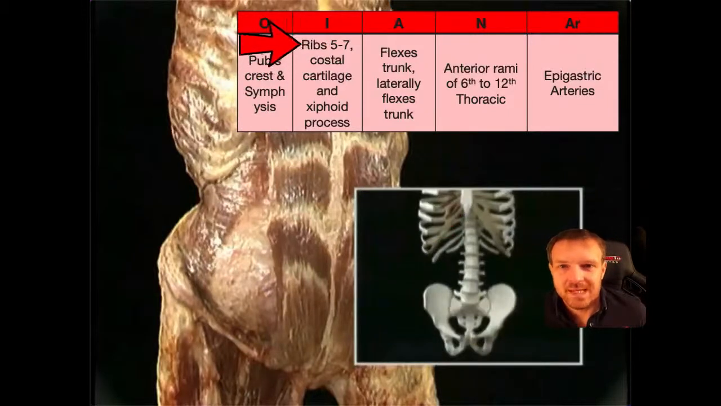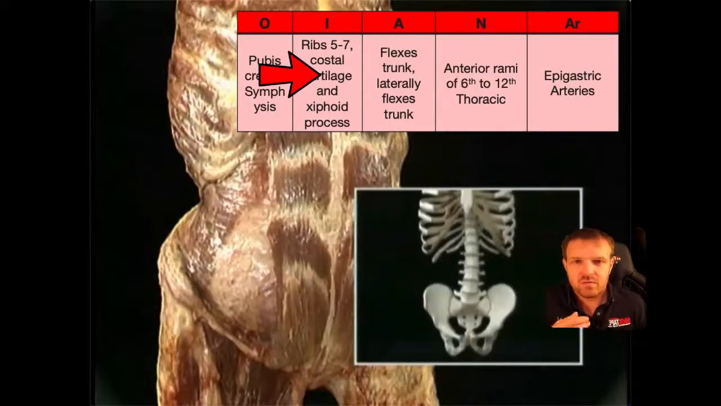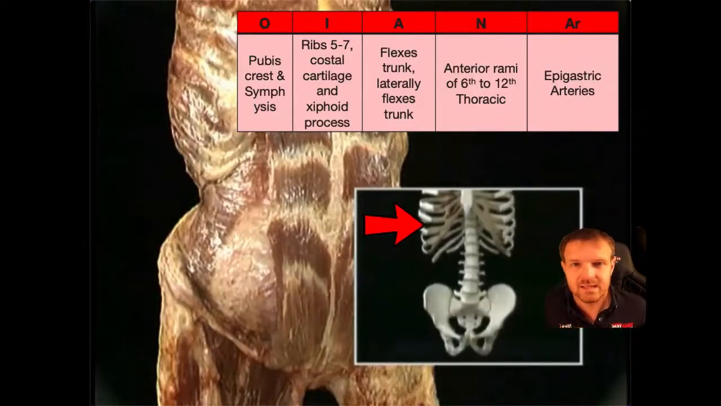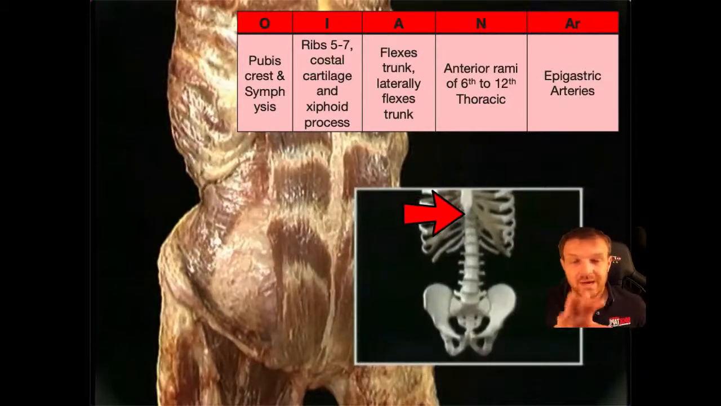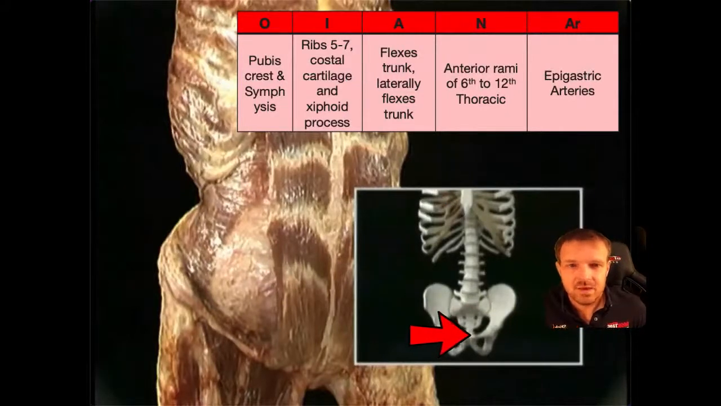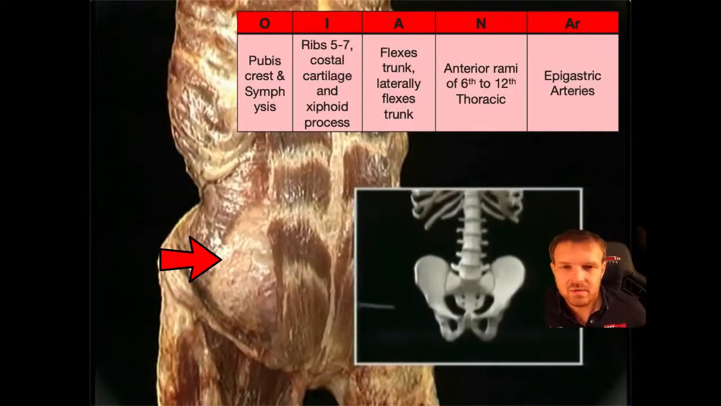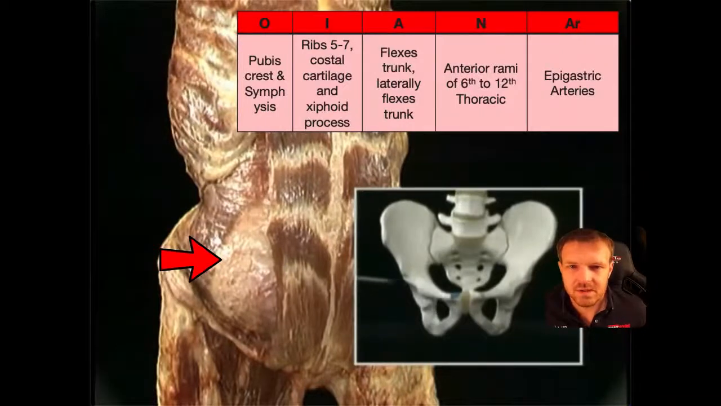So we've got attachments on ribs 5 to 7, the costal cartilage. That's where it's not really bone. It's where the ribs merge into cartilage and then go into the sternum. But we'll talk about that when we get to the thorax. And then this point here, the xiphoid process. So you've got this sticky down bit on the bottom of your sternum, and your rectus abdominis will attach into there. It goes all the way down into the pubis, onto the pubic crest and the pubic symphysis. So all the way down here. Okay, so those are the attachments of your rectus abdominis. You can see there the pubic attachments in that little video.